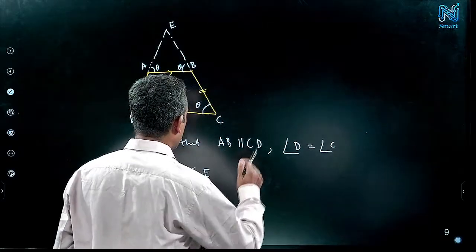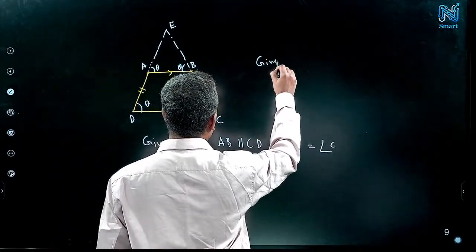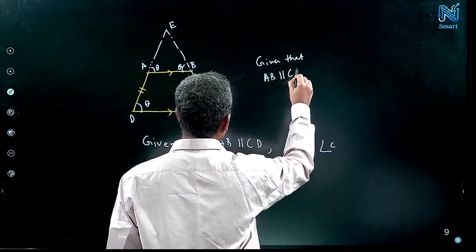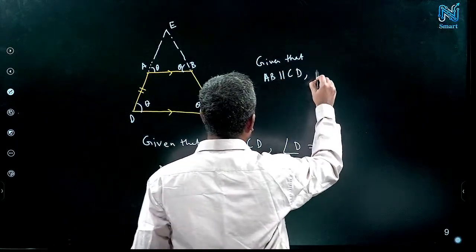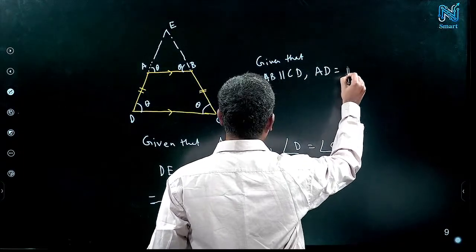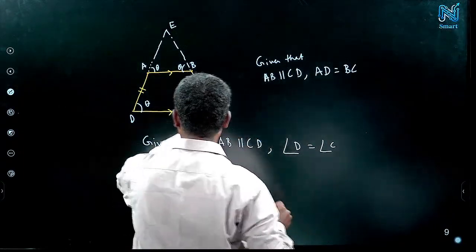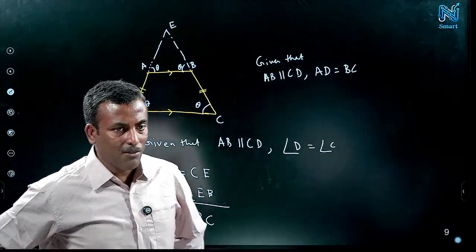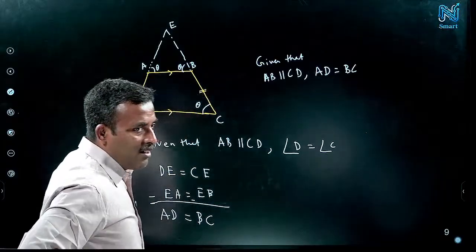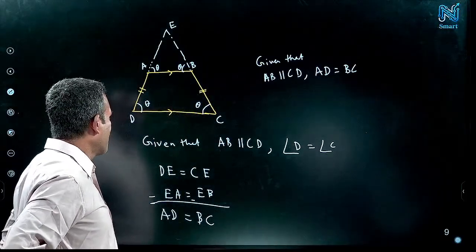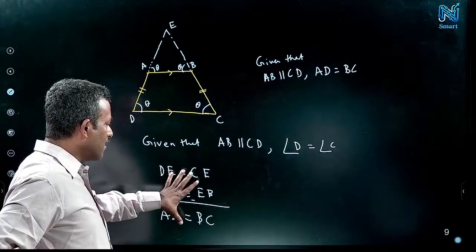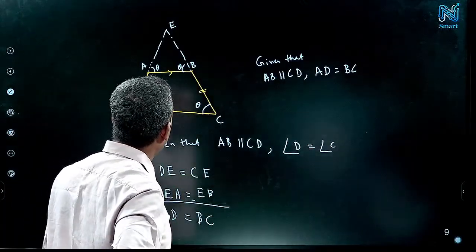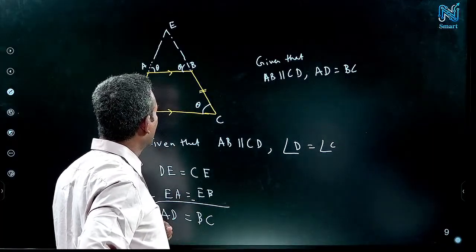What about the converse? It is given that AB is parallel to CD, and it is given that AD is equal to BC. Then how do you prove that these two angles are equal? Slightly tough, not too much, but slightly tough compared to this proof. How do you prove that? Visualize this.